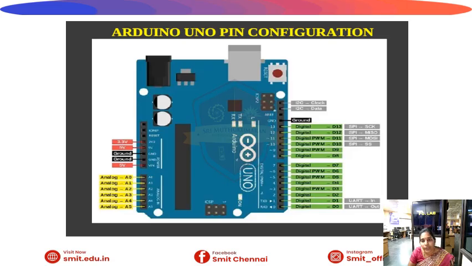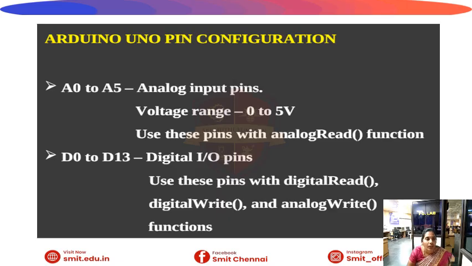This is the Arduino Uno pin diagram. There are digital pins, analog pins, and ground and supply pins, and serial peripheral interface, UART, and I2C are available in the Arduino Uno. A0 to A5 are analog input pins. Their voltage range is 0 to 5 volts, used for the analog read function. D0 to D13 are digital IO pins. Use these pins for digital read, digital write, and analog read functions.